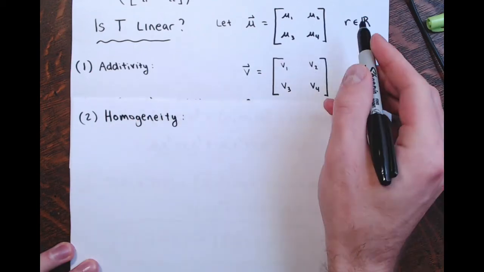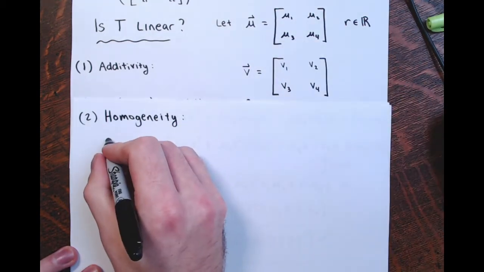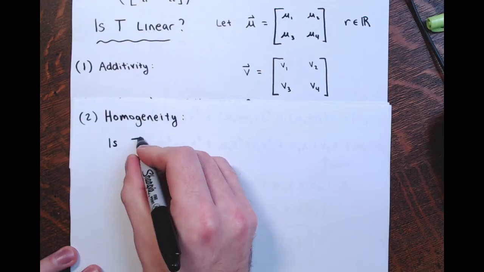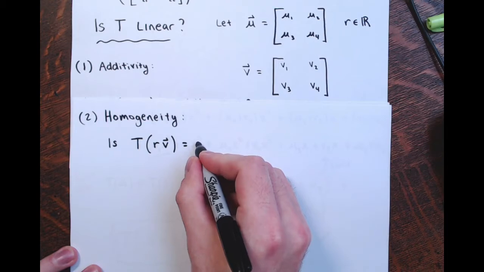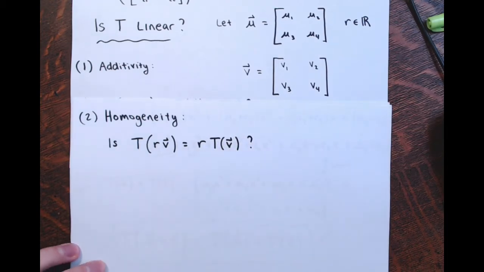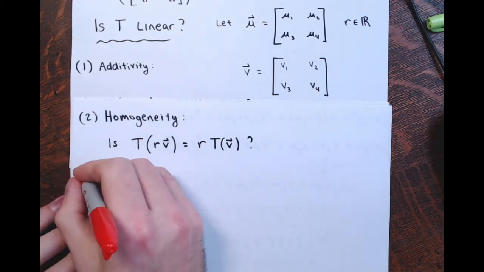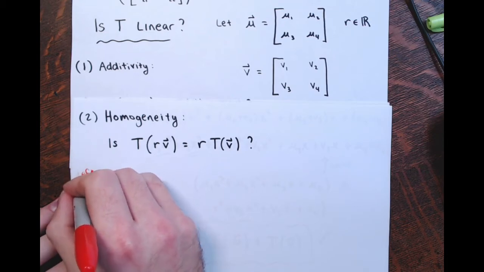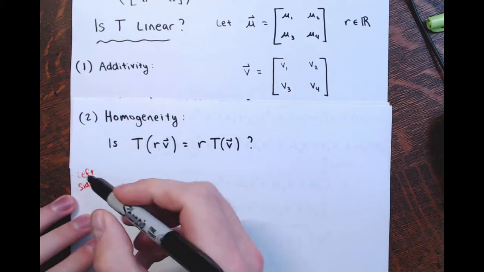So, I'll take vector u or v, whatever. Is the following true? Is T applied to r times v equal to r times T of v for any vector v from the domain, for any 2 by 2 matrix, and any scalar r? Again, I'll do the left side and the right side separately and see if they give me the same result.